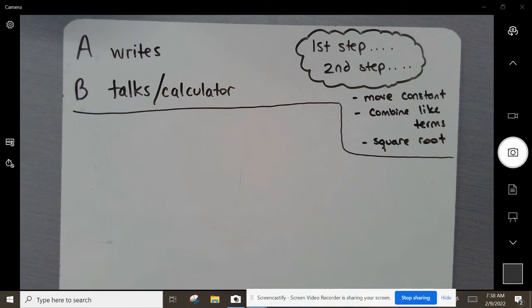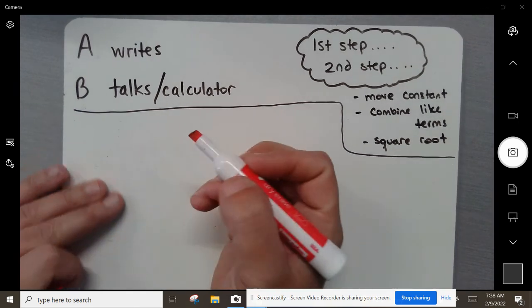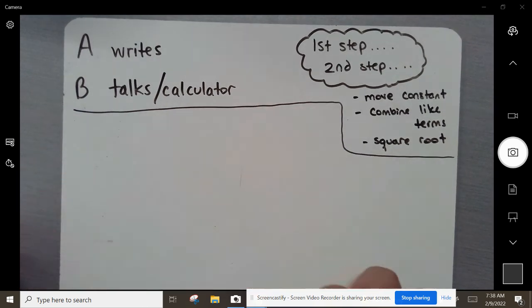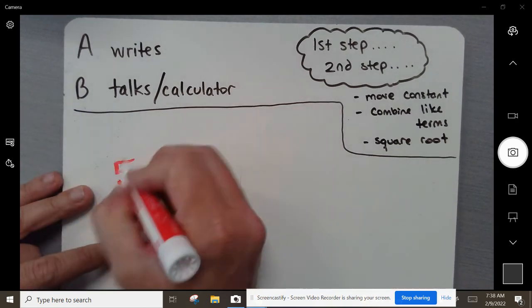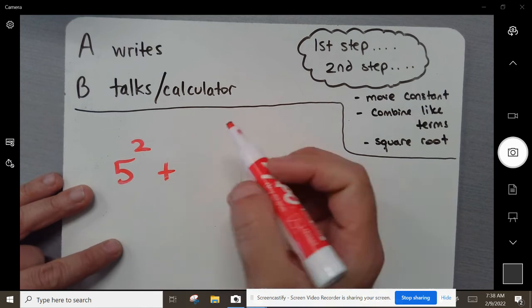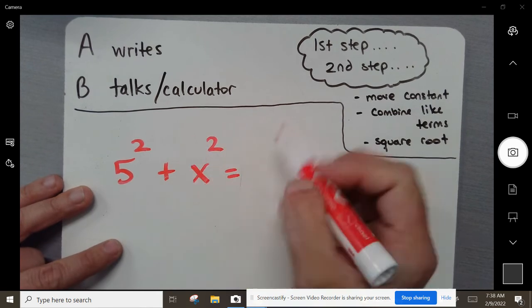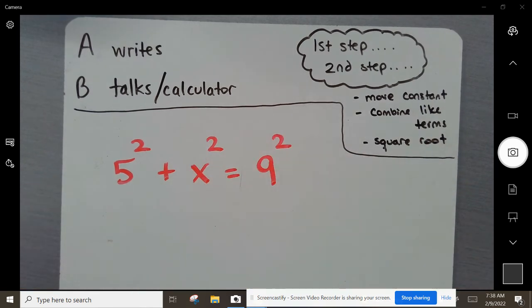All right, first question. Let's see what you guys can do. We're going to go through this. Take your time. We'll give you about 30, 45 seconds, maybe even a minute for each problem. All right, first problem, A is writing. Go for it, A. B is talking and using the calculator. Go for it, guys.